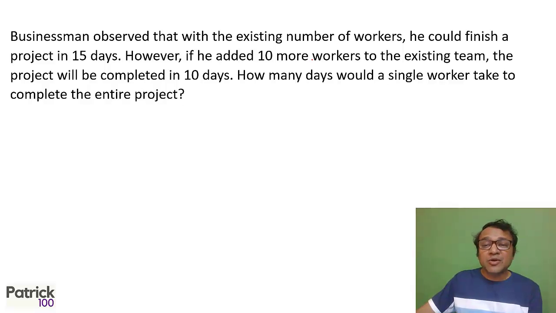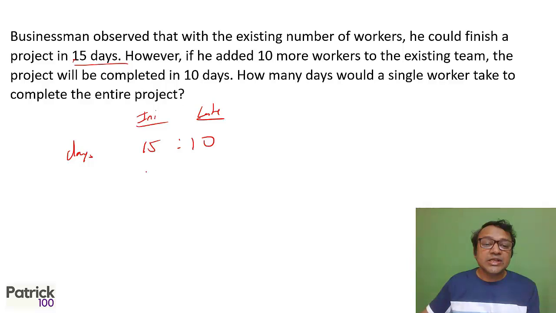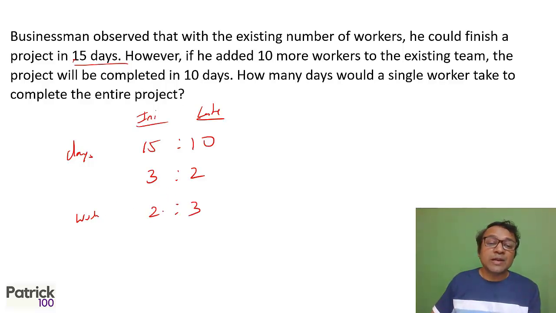A businessman observed that the existing number of workers could finish a project in 15 days and, with 10 more workers, in 10 days. So there are 2 day counts given. The ratio of days is 15 is to 10. Initially it is 15, later it is 10, which is 3 is to 2, the ratio of the days. The ratio of the workers will be inversely proportional to days, so it will be 2 is to 3, because more workers means fewer days. So the ratio of days is 3 is to 2, the ratio of workers will be 2 is to 3.